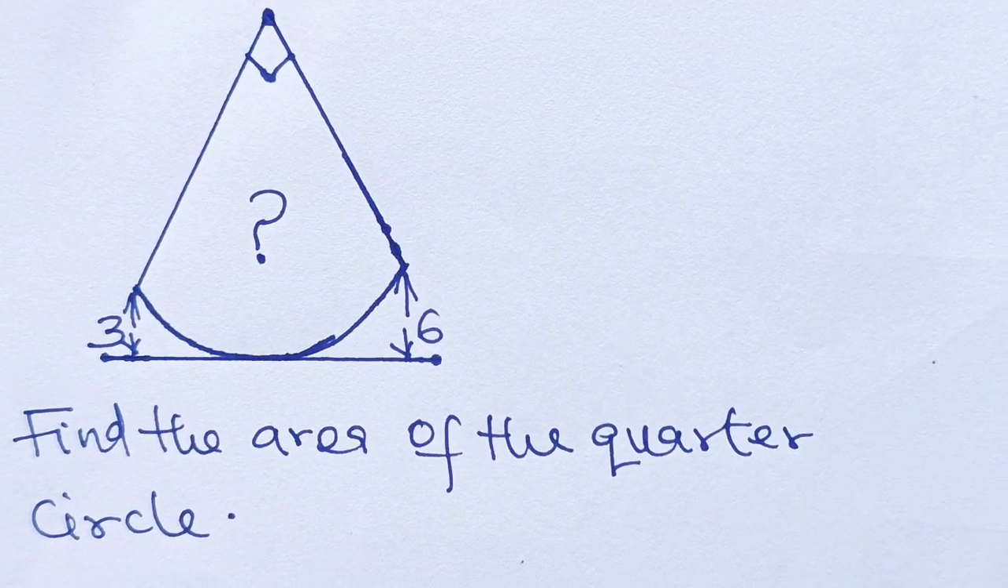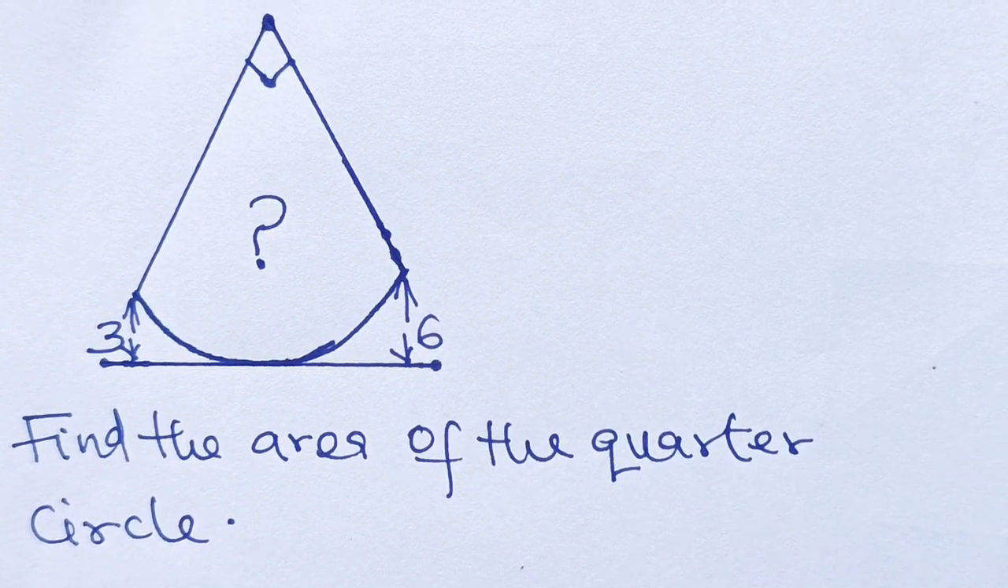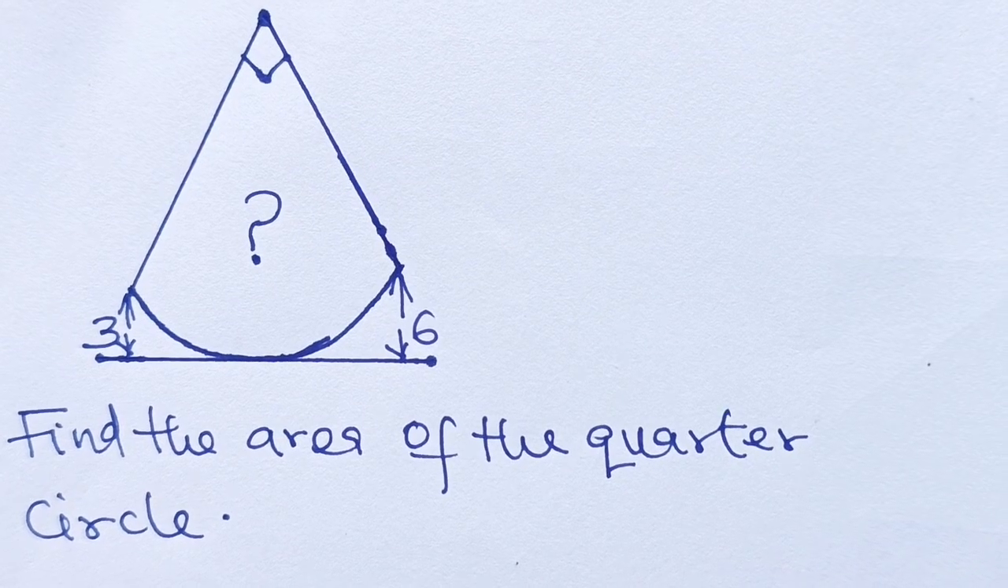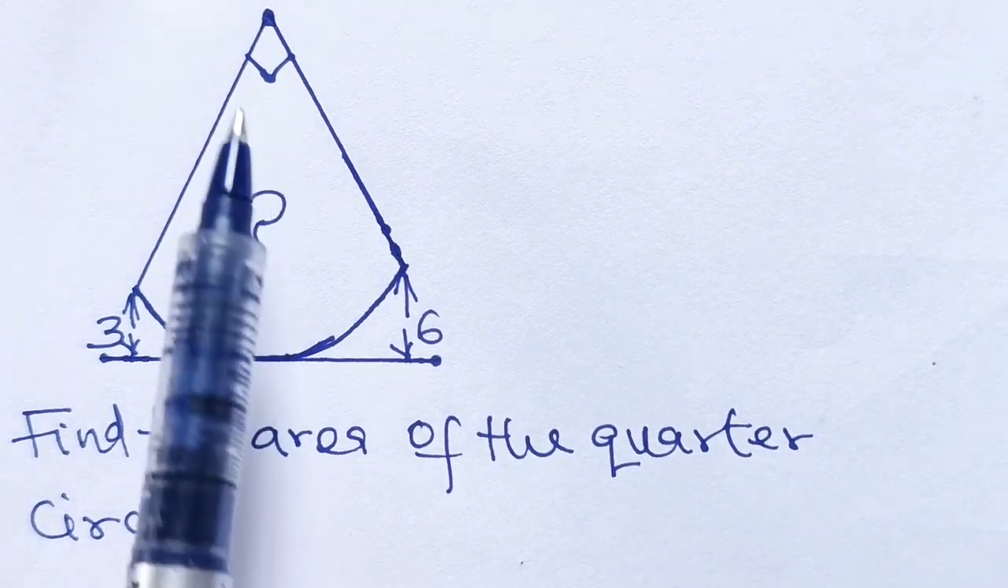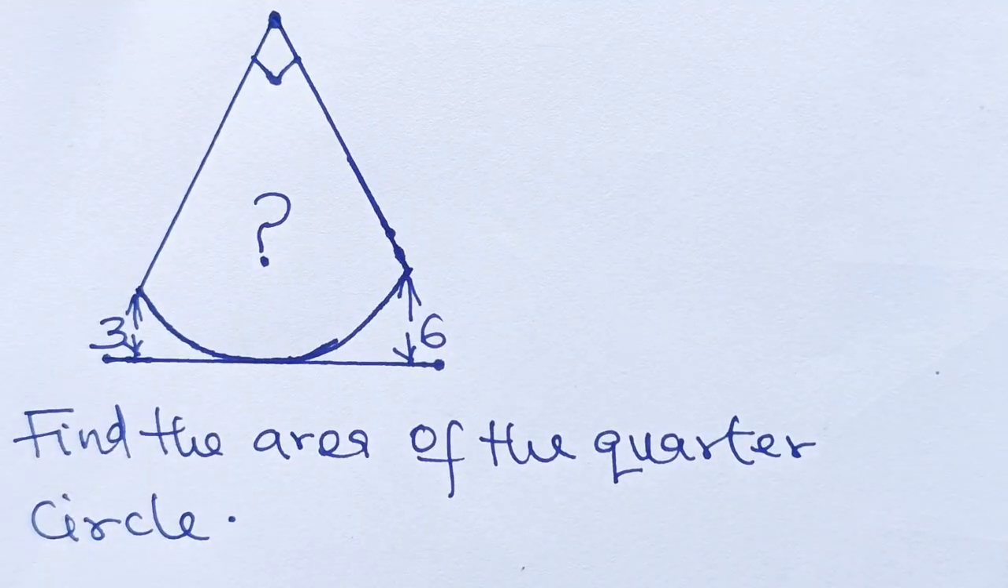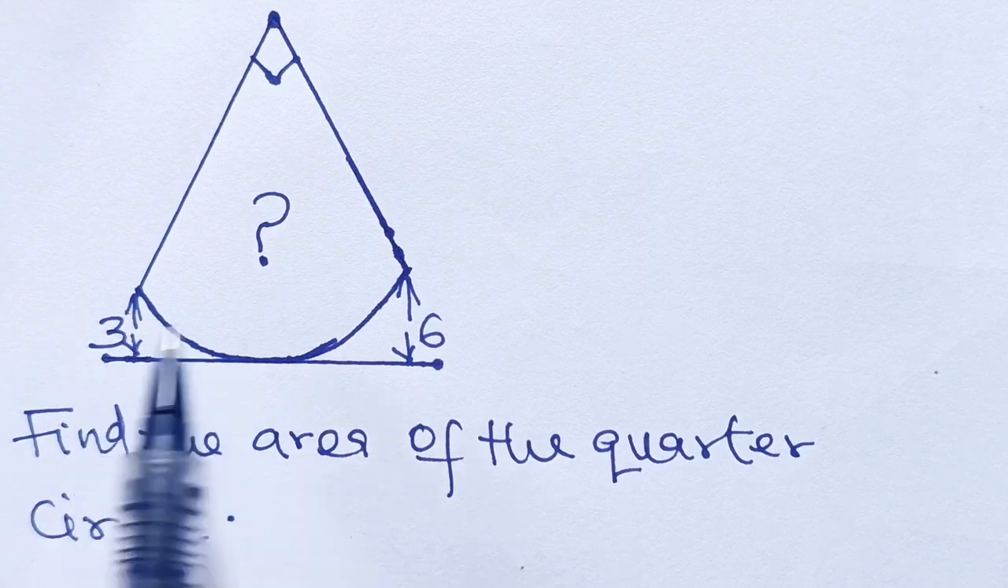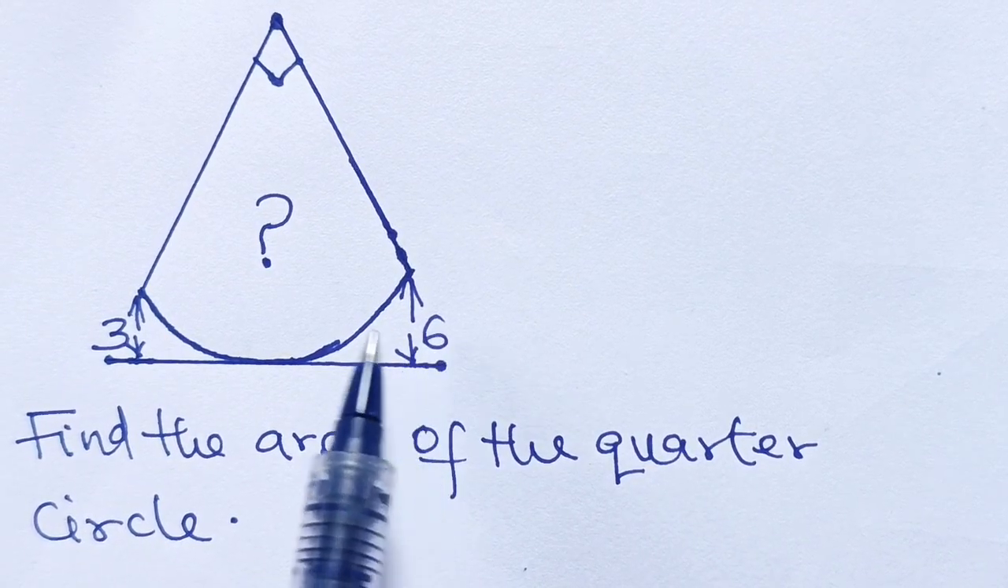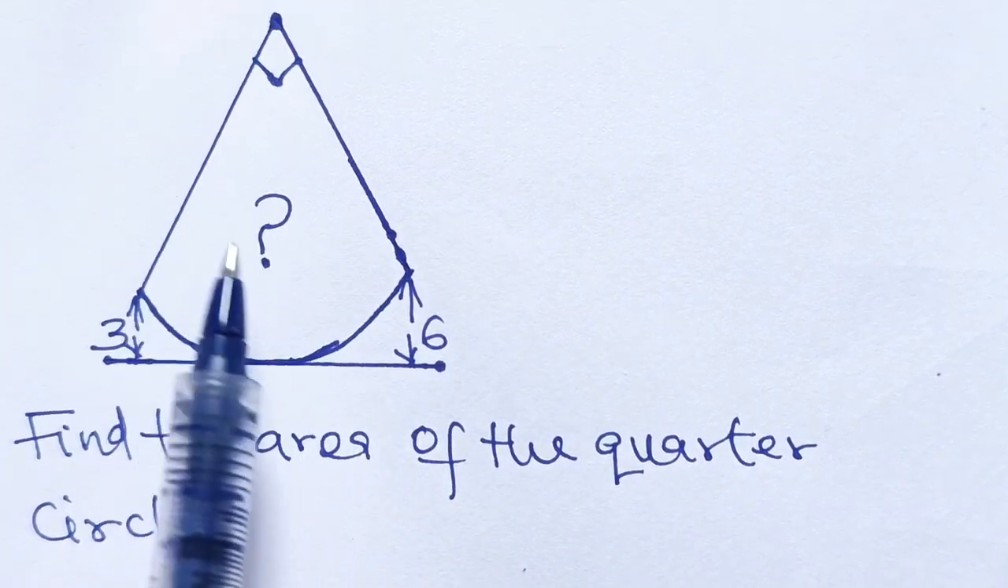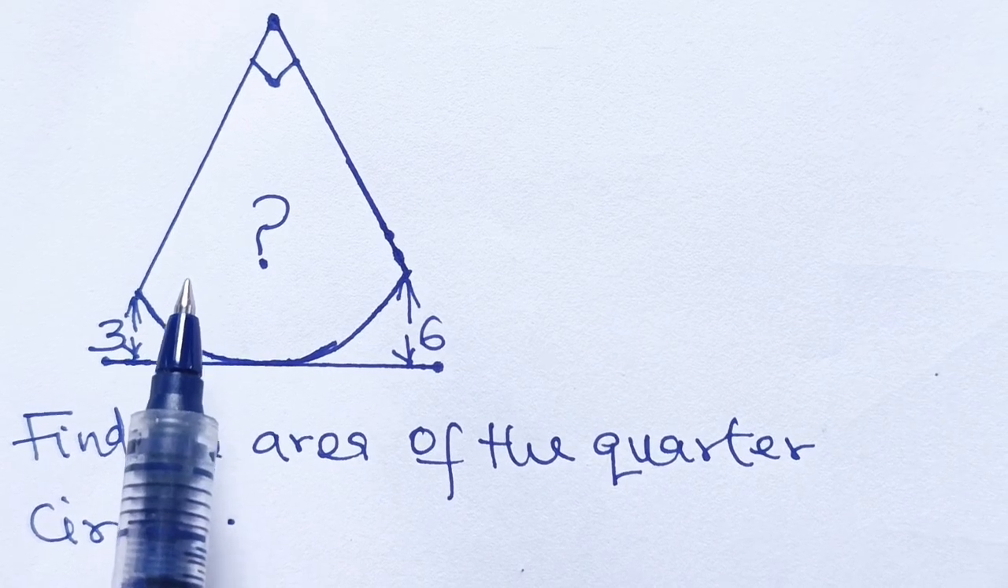Today we have a very lovely, interesting geometry question to solve. Okay, now this is a quarter of a circle. From here to here is 3 units, from here to here is 6 units, and we are asked to find the area of this quarter of the circle.